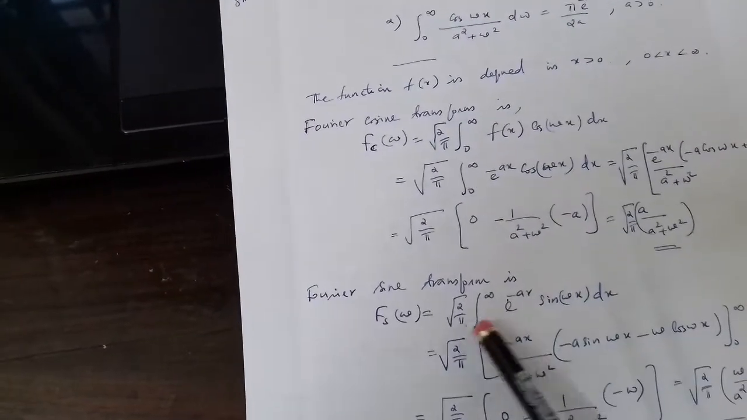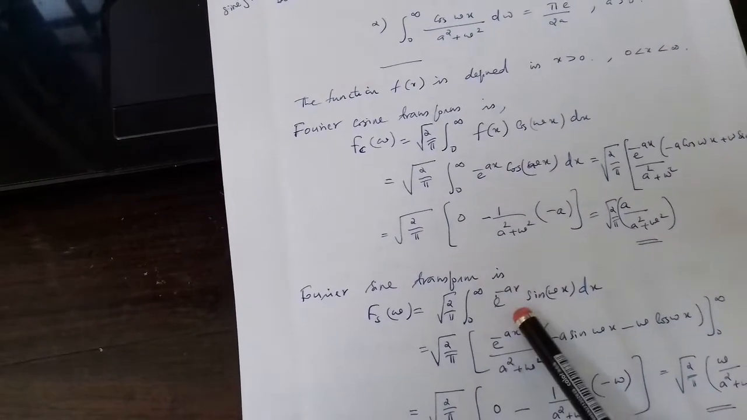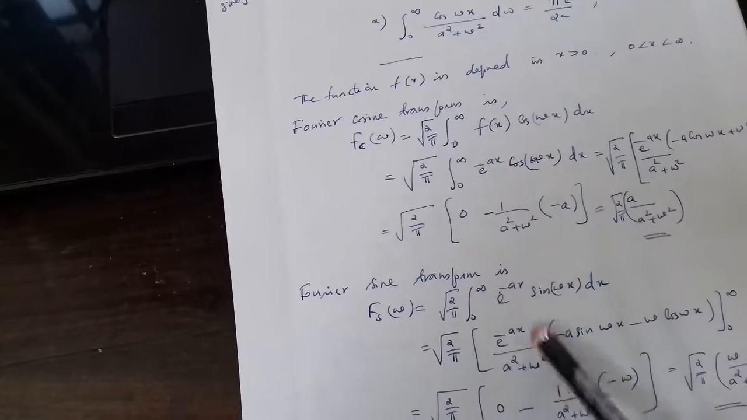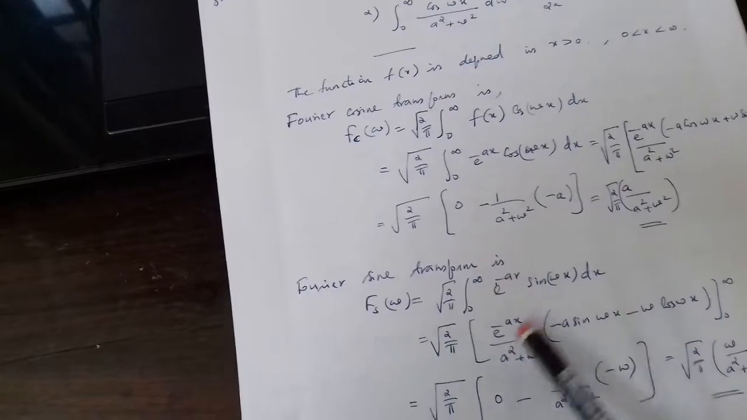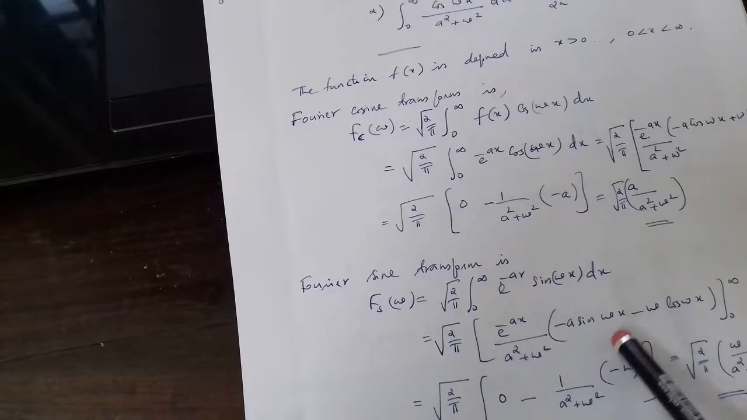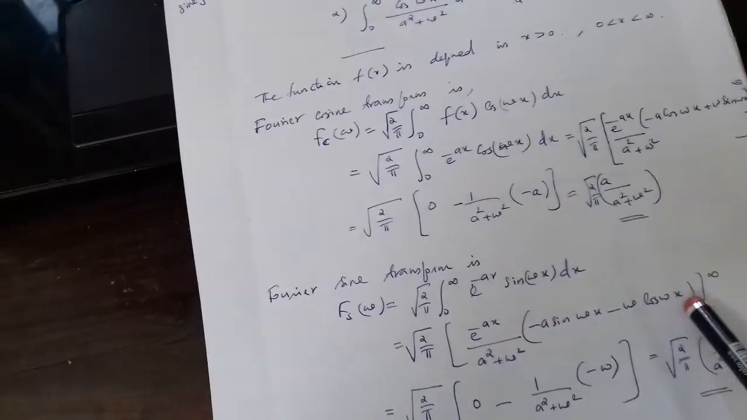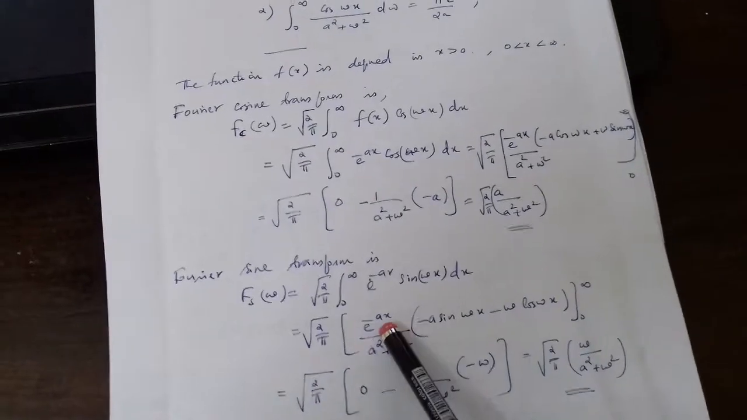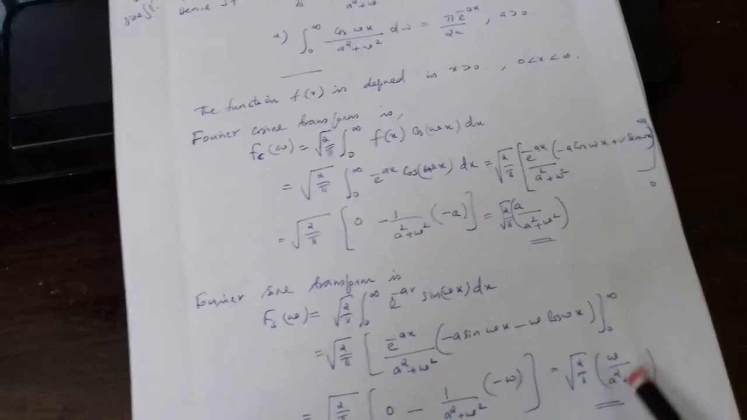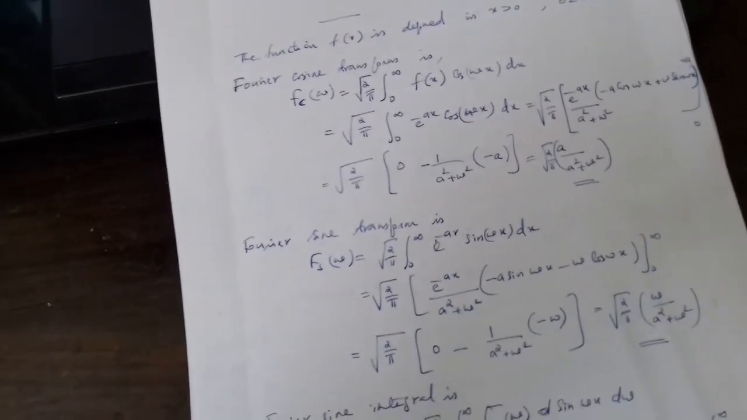Similarly, the Fourier sine transform is root of 2 by pi integral 0 to infinity e raised to minus ax sin omega x dx. Using the formula for e raised to ax sin bx, with a as minus a and b as omega, and applying limits 0 to infinity, we get root of 2 by pi omega by a square plus omega square.